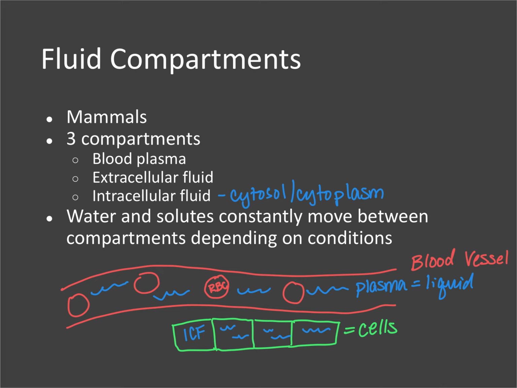And then there's also liquid outside the cells. So there's going to be some of it here in between the blood vessel and the body cells. There might even be some cells that are separated from each other. And so there might be some extracellular fluid just outside the cells here. This extracellular fluid is sometimes also called tissue fluid or interstitial fluid.